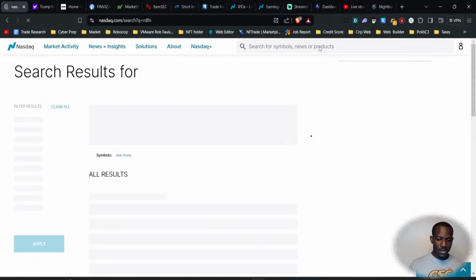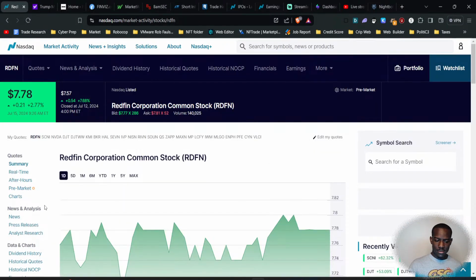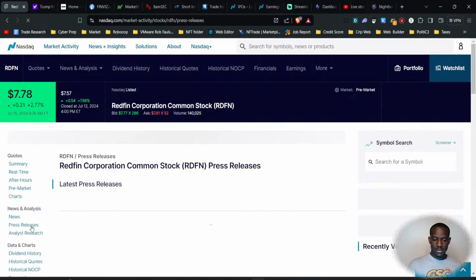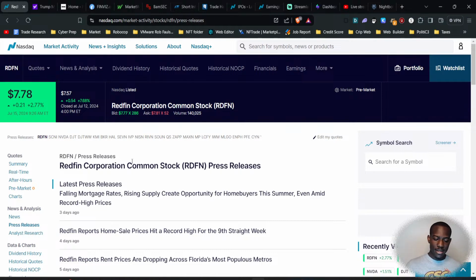RDFN, Redfin Corporation, $7.78. Is this, I don't know. 3 days ago, falling mortgage rates, rising supply create opportunity for home buyers this summer. Oh yeah, I'm glad about that. I'm glad I got my REIT already in there.